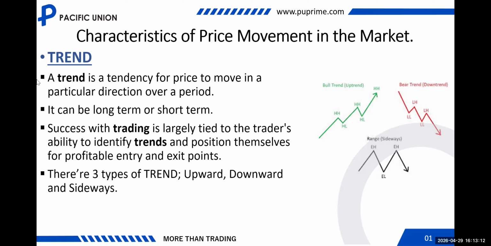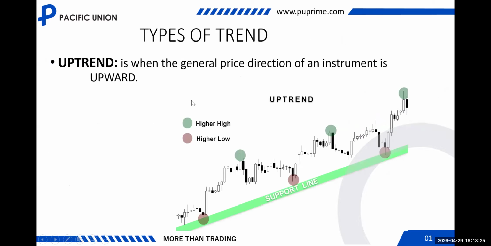Upward trend or uptrend is when price is trending up, and downward trend is when it's dropping lower, and sideways is when price is in a range or a consolidation. So let's look at the types of trend. Uptrend. We say that the uptrend is when the general price direction of an instrument is upward. So in an uptrend, price is trending higher. It's going from 1 to 10 to 20 to 50 to 100. It's climbing higher in an uptrend.